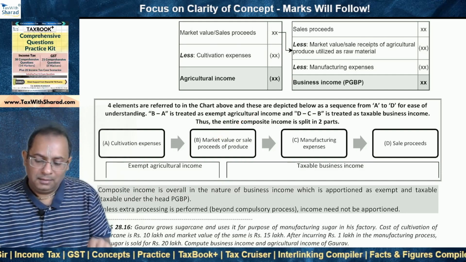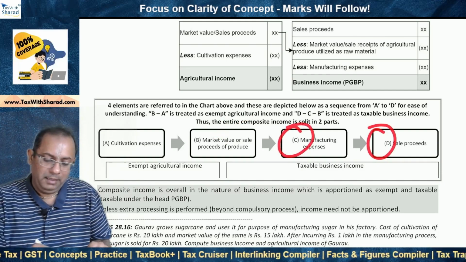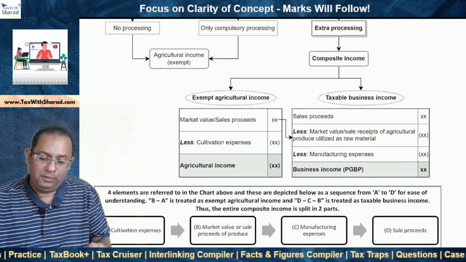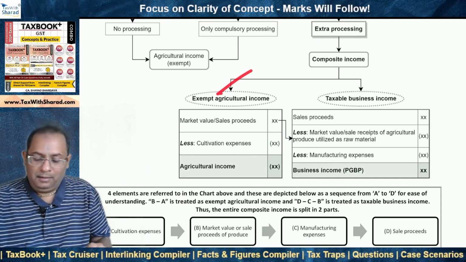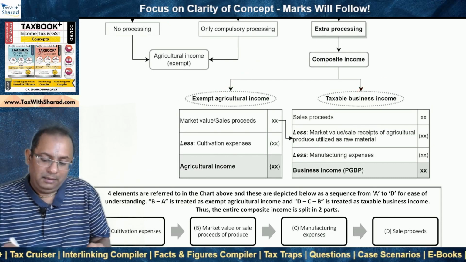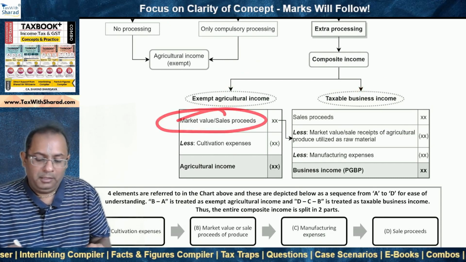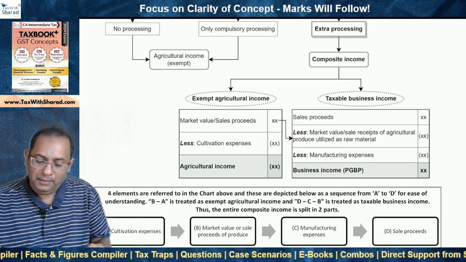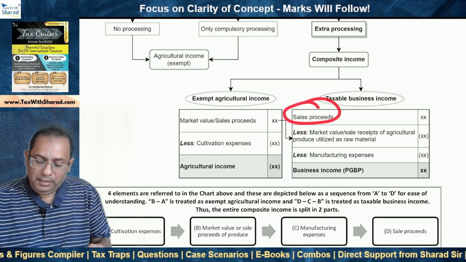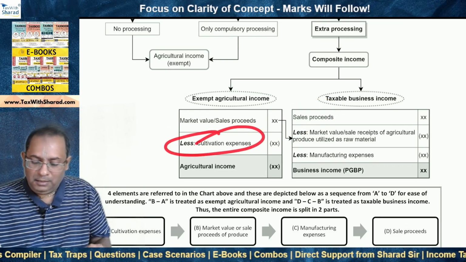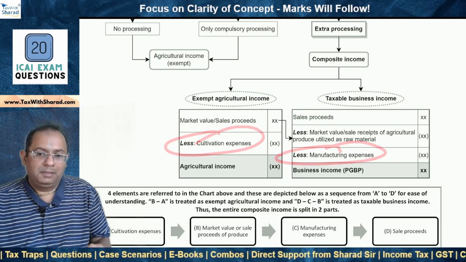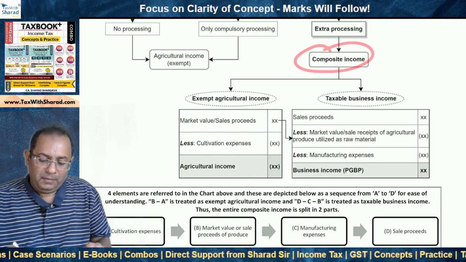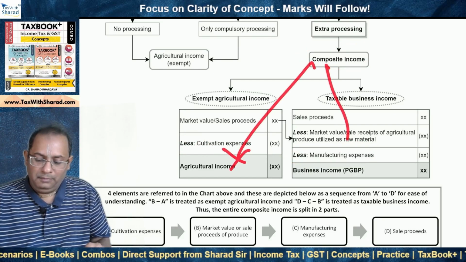So plus minus gets cancelled. So it's actually D minus C minus A, which is the actual business income. That is what we apportion as exempt agricultural income and taxable business income. And the market value of sale proceeds component is what we add here, and this is what we reduce here. So ultimately, it is the sale proceeds minus the cultivation expenses minus the manufacturing expenses. Okay, this is what we get as composite income, which we apportion as agricultural income and business income.